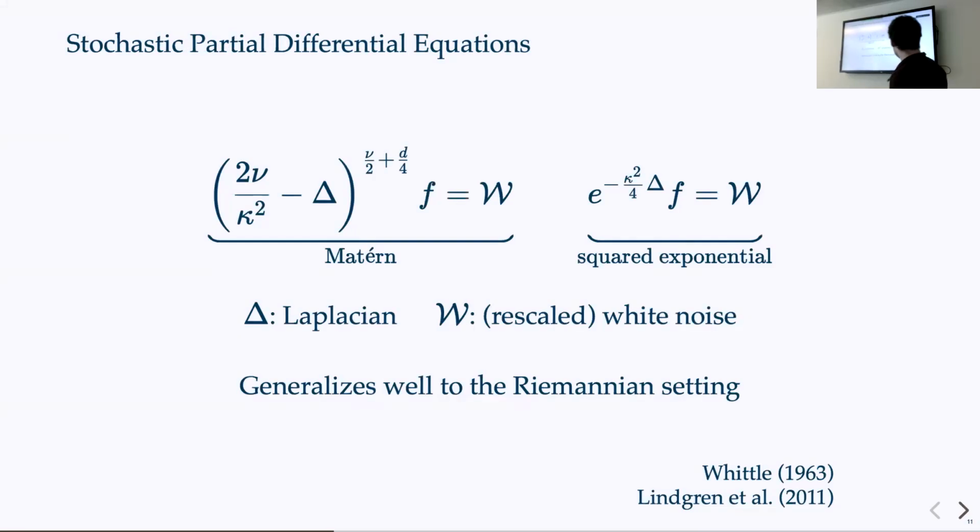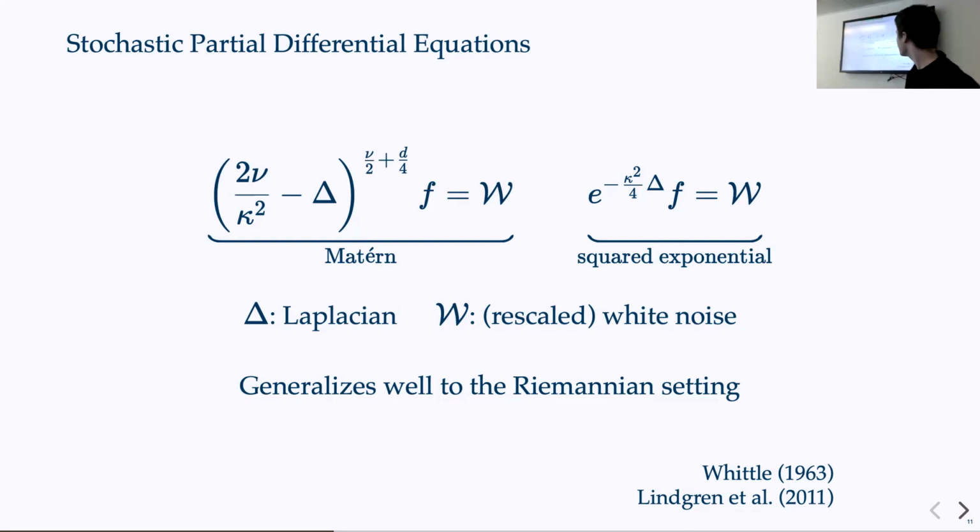I also want to say that this idea originally was due to Peter Whittle in the 1960s, in the pure mathematics community. He also did quite a bit of statistical work, not so much with this model, but with things like point processes. And Finn Lindgren and Håvard Rue reintroduced this 50 years later in the statistics literature.